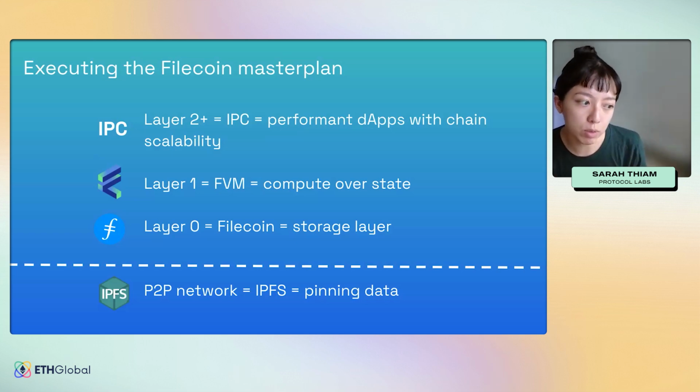So IPFS and the P2P network are separate. They are not on the blockchain. Coming into the blockchain itself, just to be clear, Filecoin is the layer 0. FVM is the layer 1 on Filecoin, and it actually allows you to compute over state, but it's not a network on its own. It's very much intertwined with Filecoin. See it almost as a feature of Filecoin.